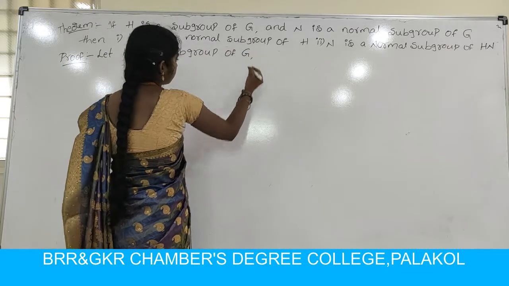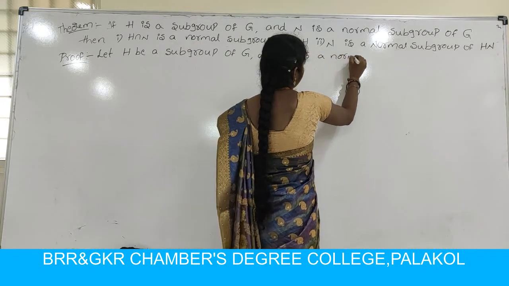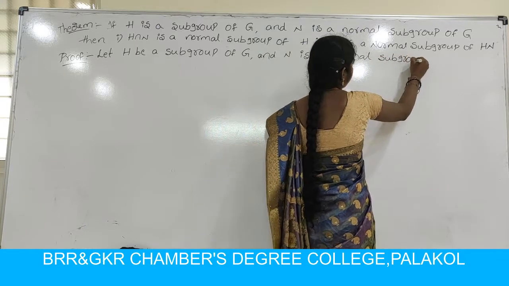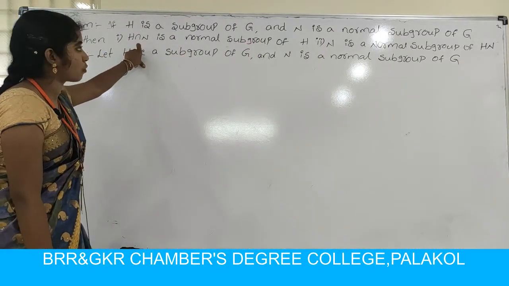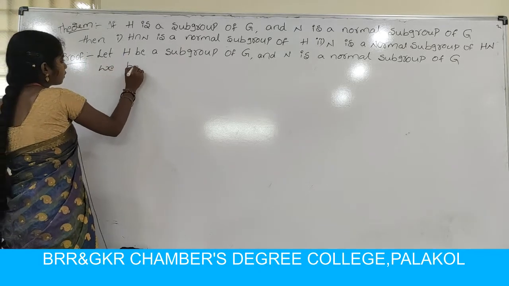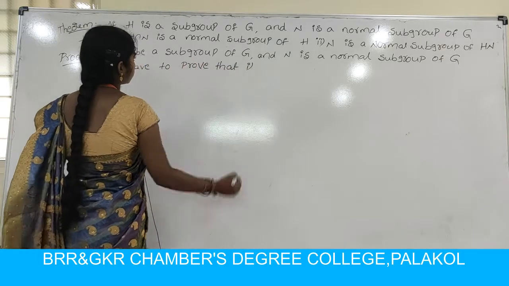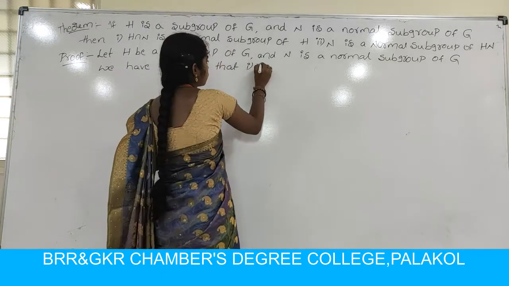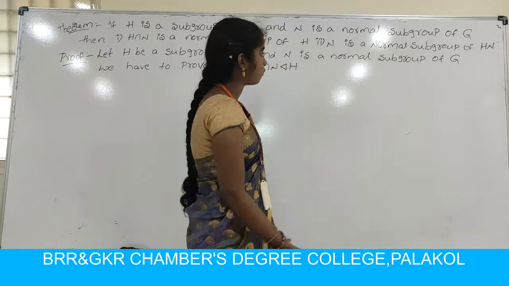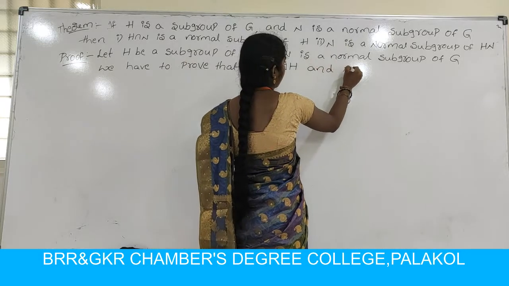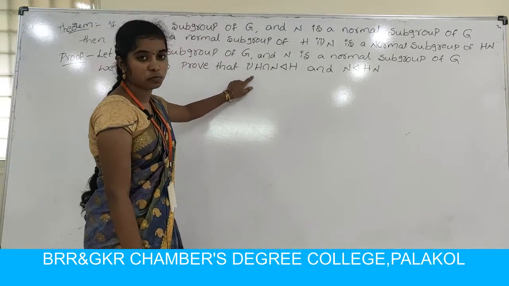H is a subgroup of Z and N is a normal subgroup of Z. So, we have to prove that, first one, H intersection N is a normal subgroup of H. Second one, N is a normal subgroup of HN. So, first we have to prove H intersection N is a normal subgroup of H.